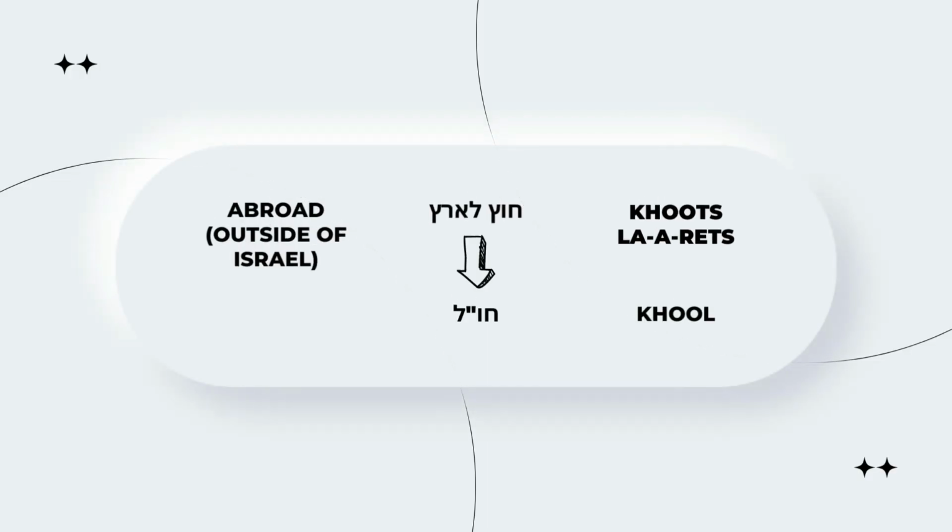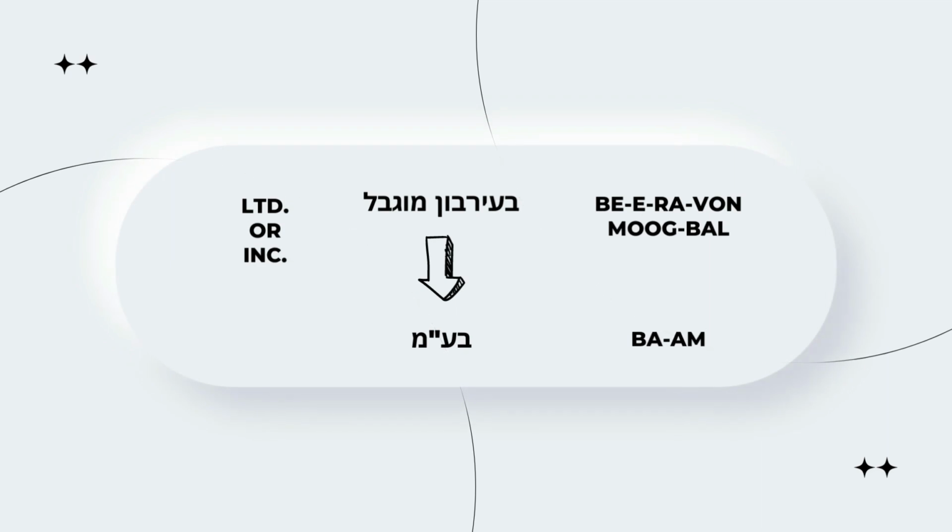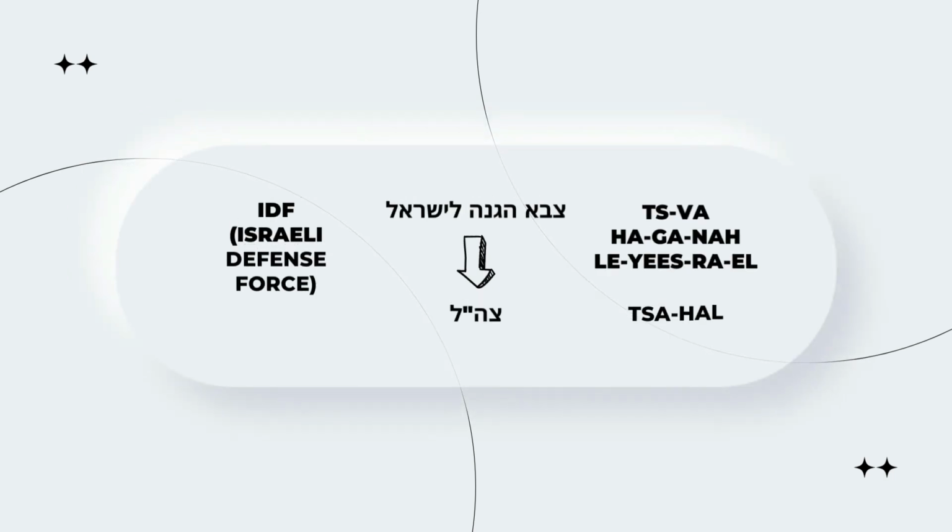Chul is the abbreviation for the word abroad in Hebrew, chutz la'aretz, used to refer to foreign countries outside of Israel, and literally means chutz la'aretz, outside of the country, pronounced chul in its abbreviated form. Ba'am is the abbreviation for be'eravon mugbal, limited company or LTD in Hebrew, pronounced ba'am. Tzahal, the abbreviation form for tzva hagana leIsrael, Israel Defense Forces, also known as the IDF.